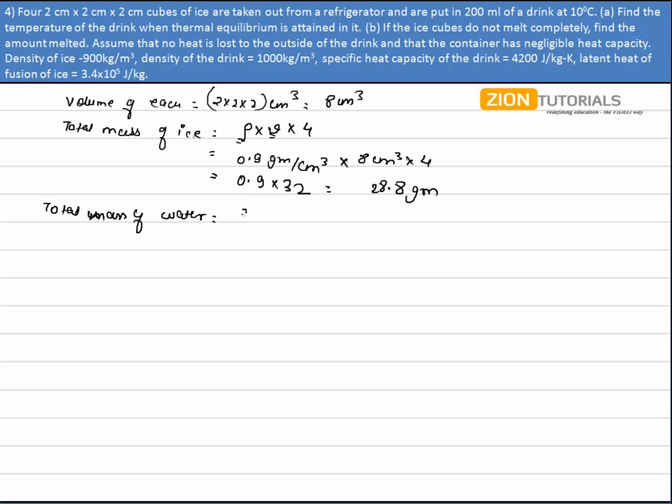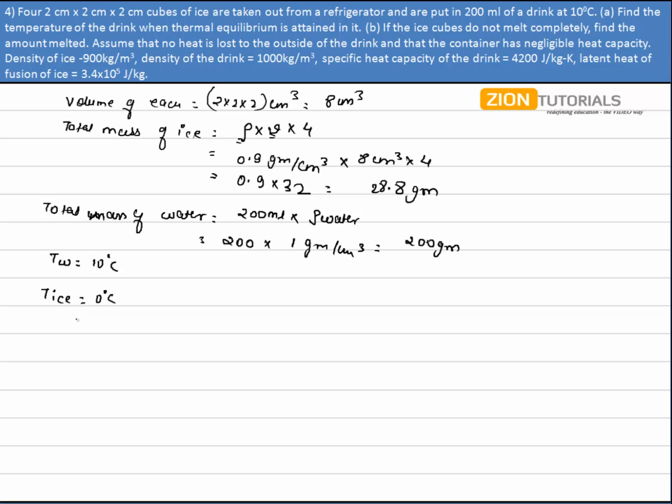Now total mass of water is given to me as 200 ml into density of water. So I do have 200 into 1 gram per centimeter cube, that is equal to 200 grams. Alright, and the temperature of water is given to me as 10 degrees Celsius. So first of all, I'll show you that complete ice will not melt. How? The temperature of the ice is equal to 0 degree initially.